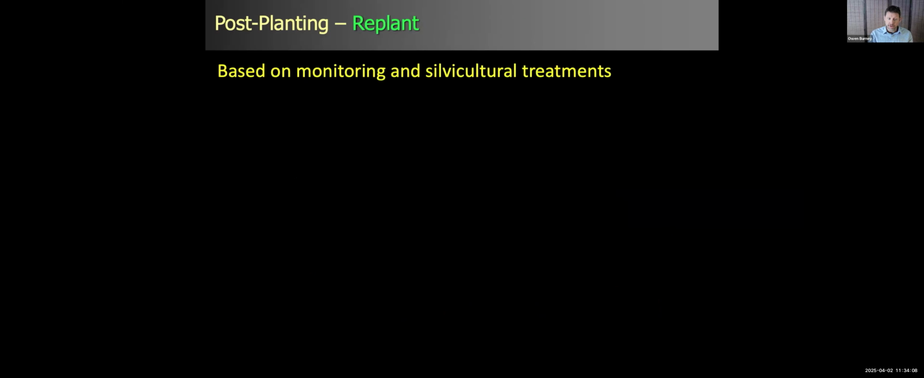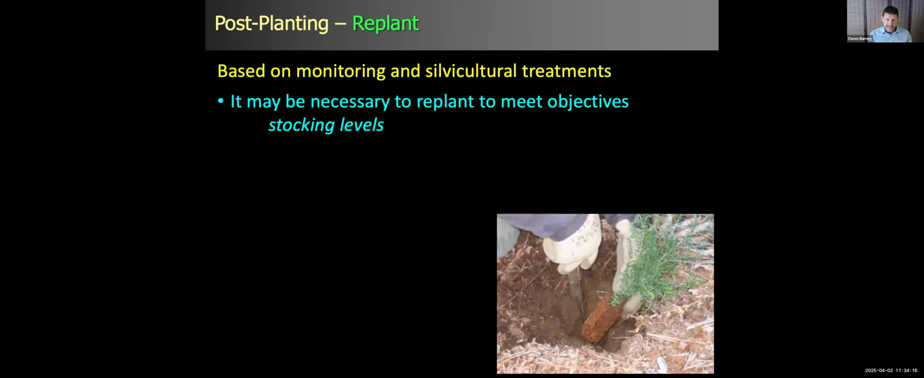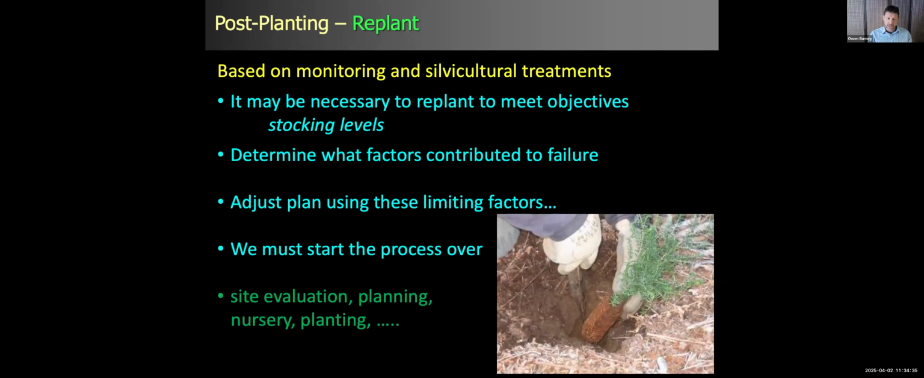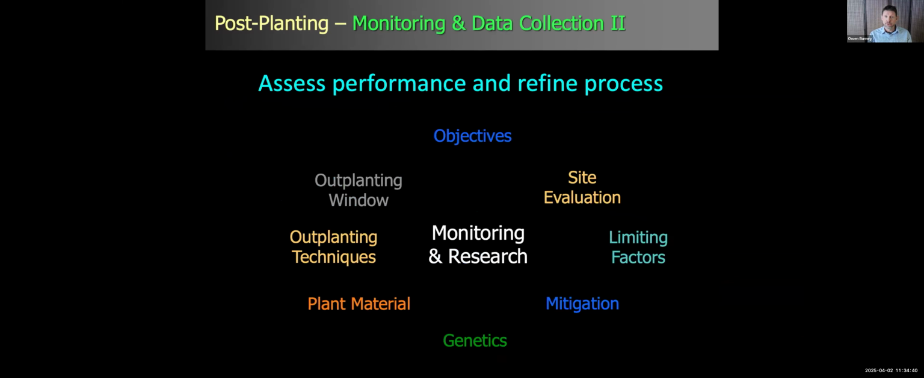And based on our monitoring and potential failures in our silvicultural treatments, it may be necessary to replant. And that might be to meet certain objectives such as stocking levels. I think it's important to determine what factors contributed to that failure. We can adjust our plan using those limiting factors. And then we can start the whole process over. Start with the site evaluation, planning, nursery production, etc. And then we go back through and do the entire seedling performance assessment and refine the process.